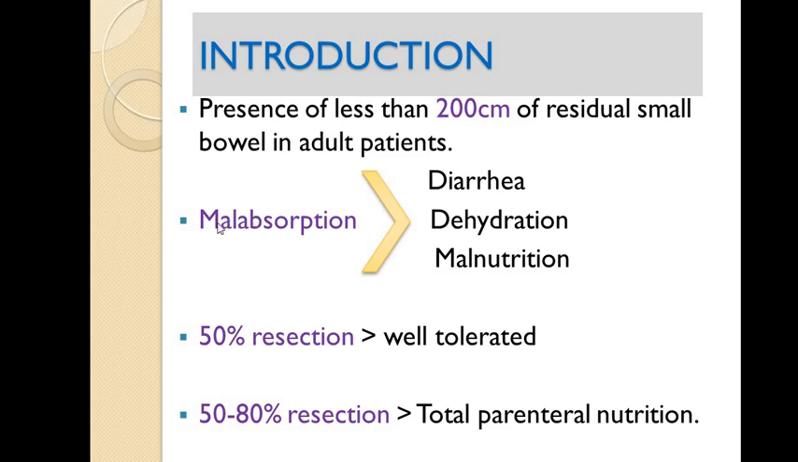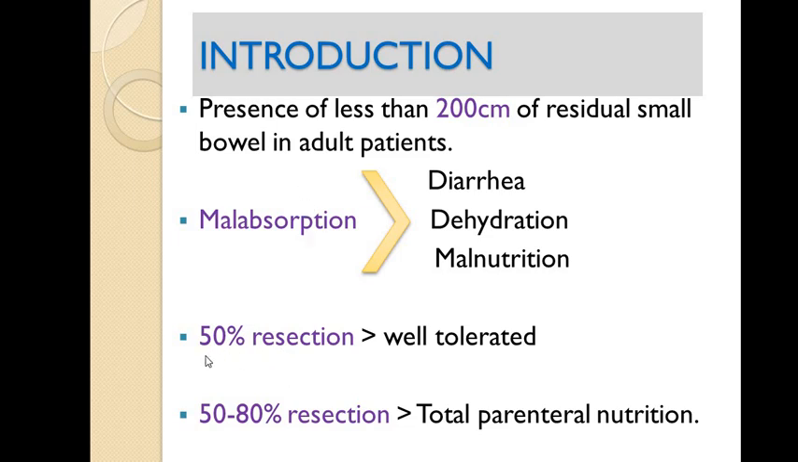As we know that small intestine is involved in the absorption of food. So when there is short bowel, that person will be experiencing malabsorption, which will be manifested as diarrhea, dehydration and malnutrition.